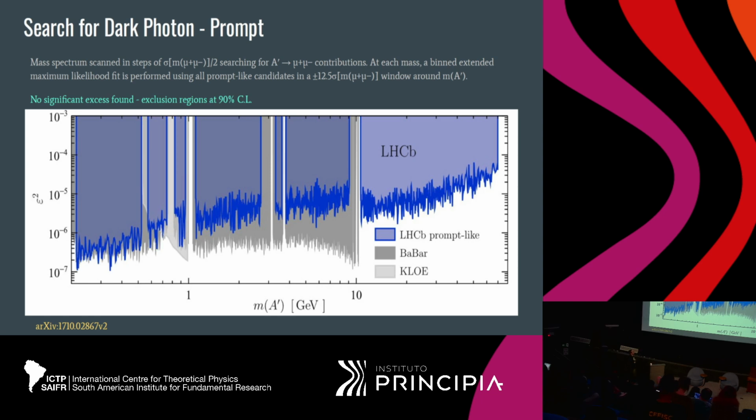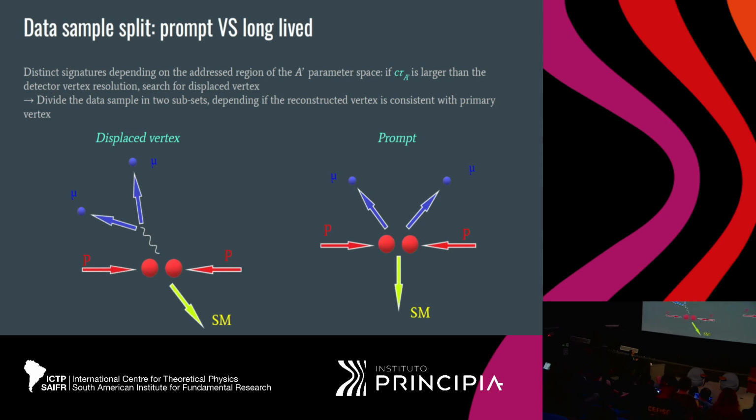We saw the analysis of LHCb for the search of dark photons decaying into a pair of muon particles. And we saw that the analysis was performed by dividing the data sample into two subsamples depending on the lifetime of the dark photon. So basically there were two data samples, one where it was possible to define a displaced vertex for these events, and the other were considered prompt, so decay immediately after the generation of a dark photon.